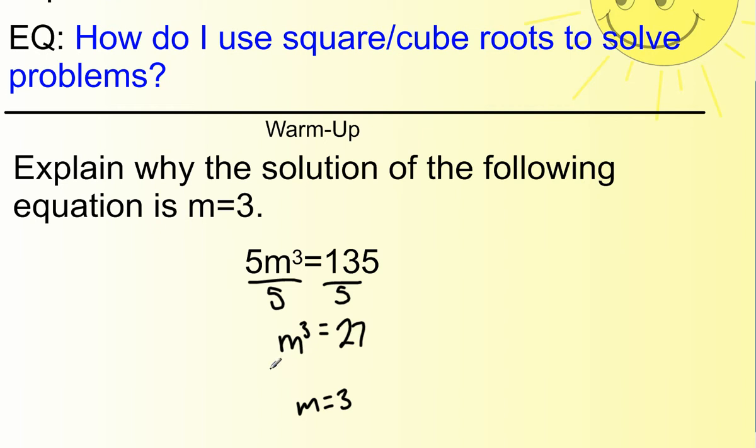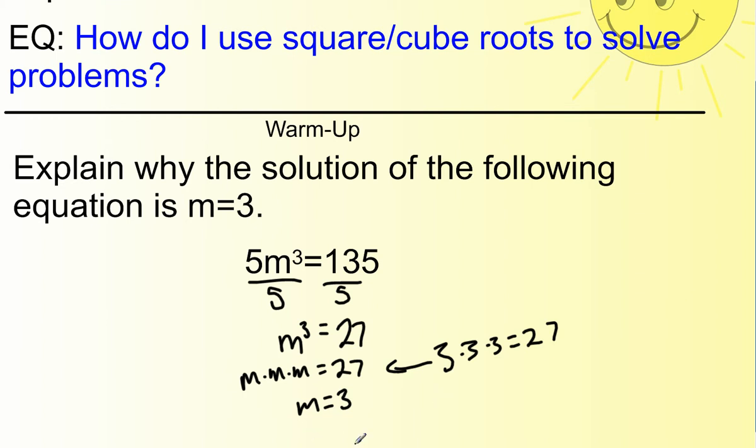Well, m cubed means m times m times m. And what number times by itself 3 times gives us 27? The answer is 3. 3 times 3 times 3 is 27. So that fits the puzzle. 3 is the number you'd plug in here that would make this true.